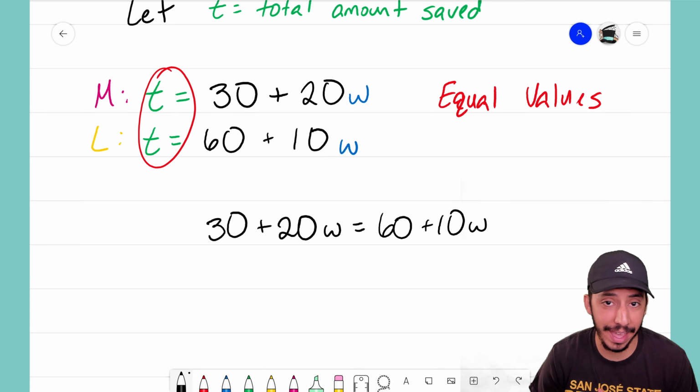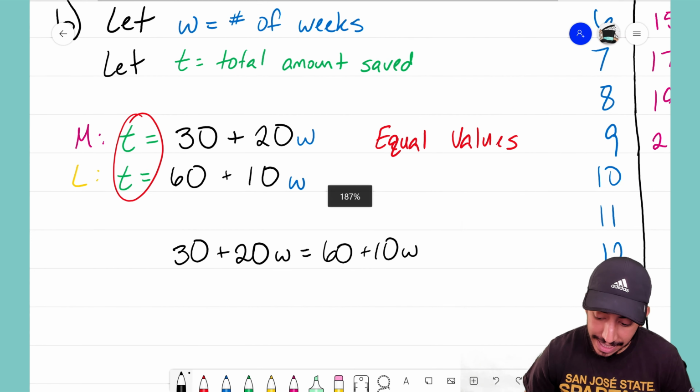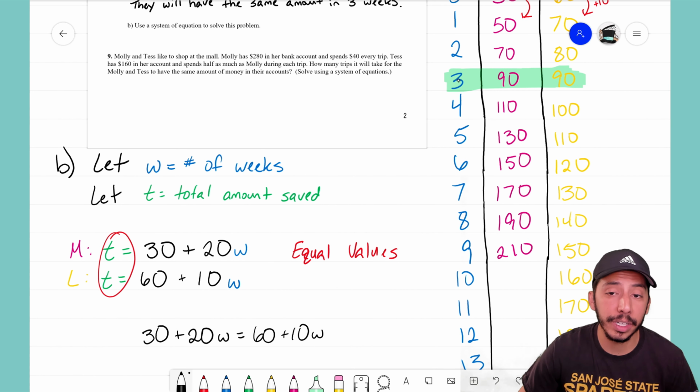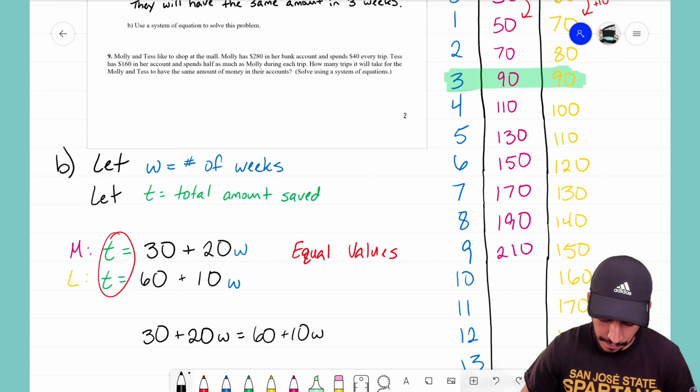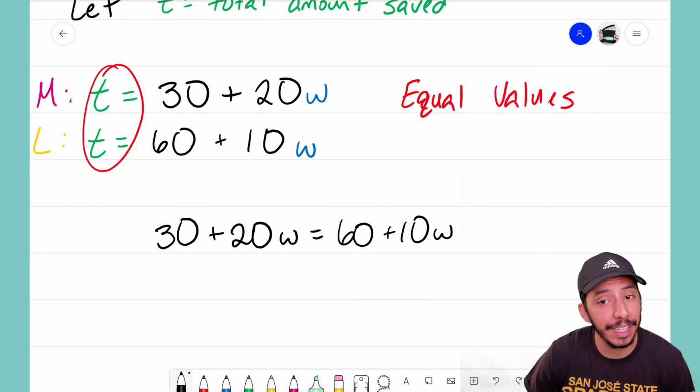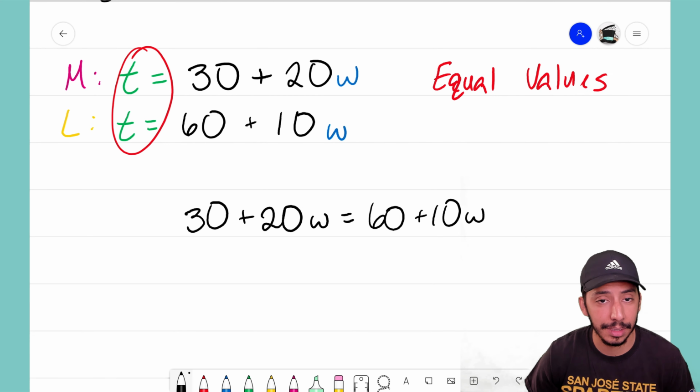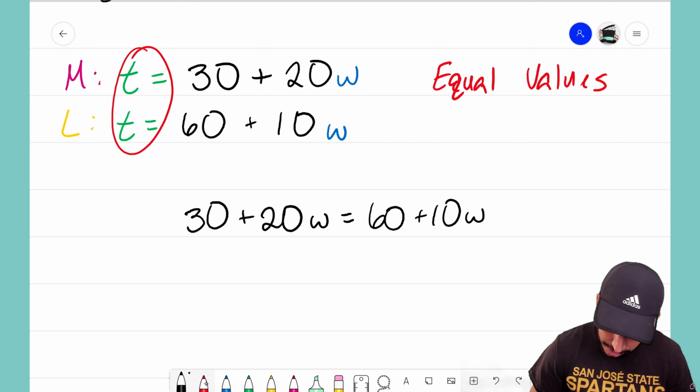Now we already know when they have the same amount of money. We checked that with our table. Remember, we knew week 3, they both had $90. But this is the way to solve it if you don't want to use a table. Okay? So I'll walk us through how to do this one.